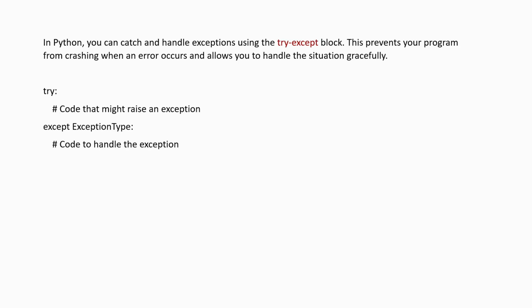In Python, you can catch and handle exceptions using a try and except block. This prevents your program from crashing when the exception occurs. The syntax for try and except is as below. Try colon, a part of the code that causes an exception, followed by except with the exception type. If you don't know the particular exception type, you can give a generic exception, then the code that handles the exception. Now let us try this.